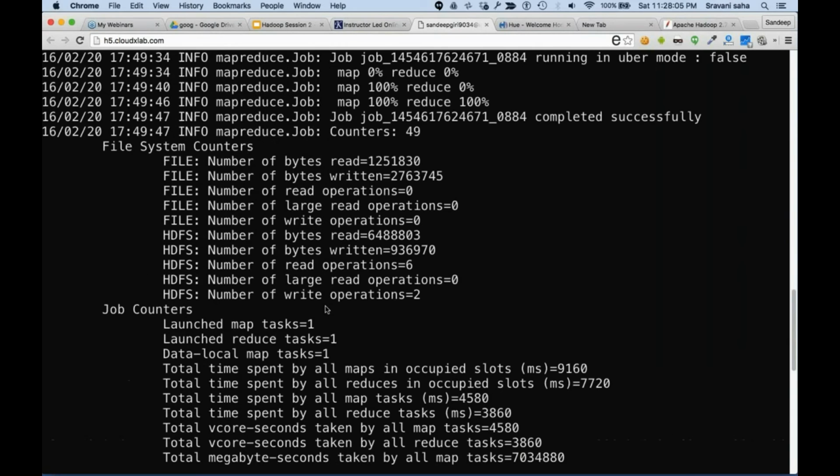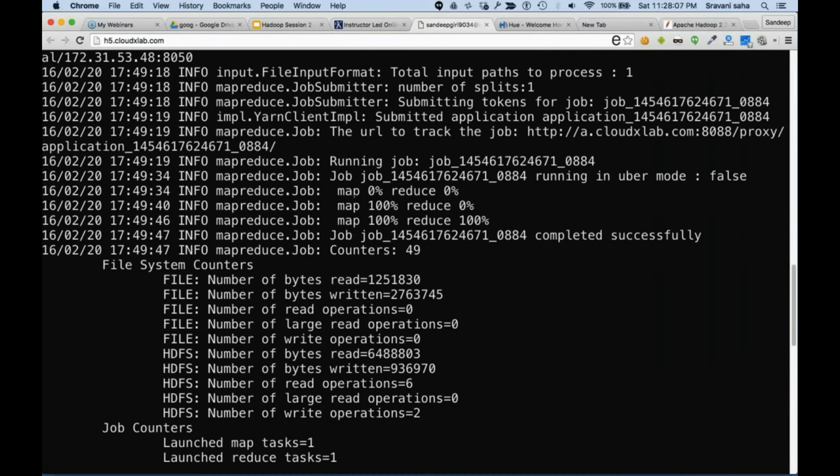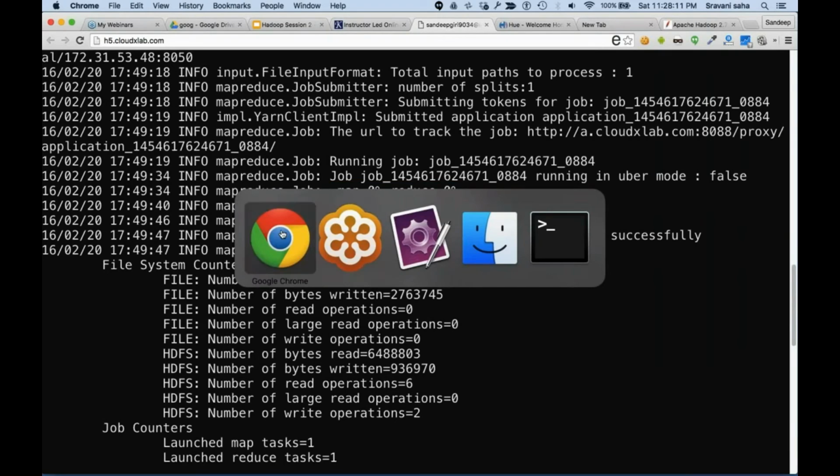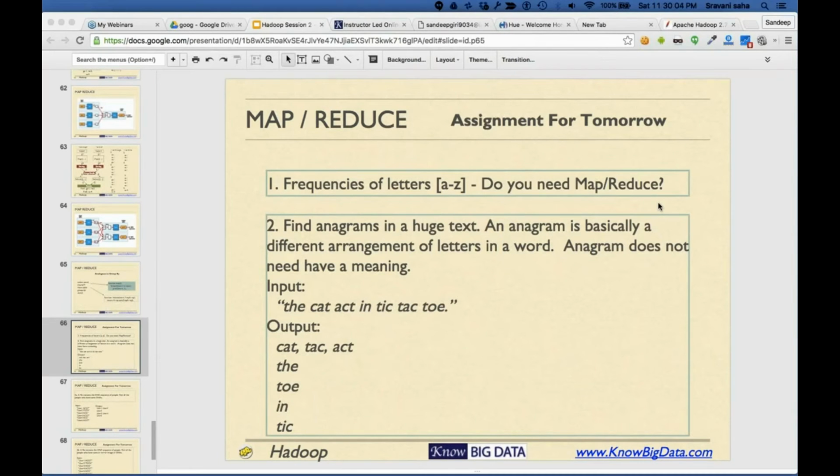Okay, so basically in here you can see that the job is running and it is finished. All right. Okay, so here the problems have decent amount of difficulty. So first problem is, instead of doing the word count, if you had to do the frequency count for each letter.